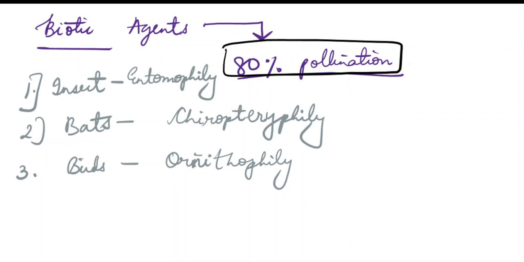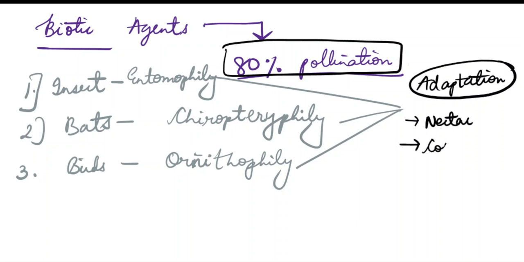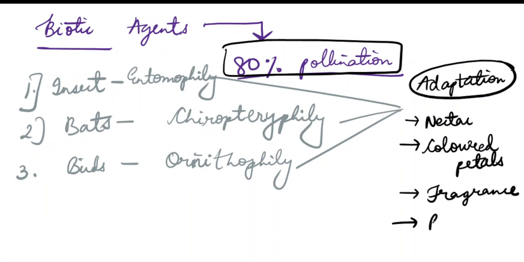Now here are the common adaptations of all these three. All the biotic agent flowers will have these adaptations. They will have nectar, they will have colored petals, and they will have good fragrance, and their pollen will be sticky. These are the very common things in this type.